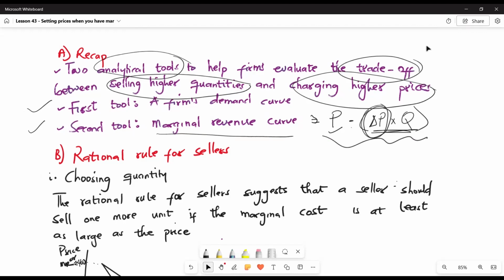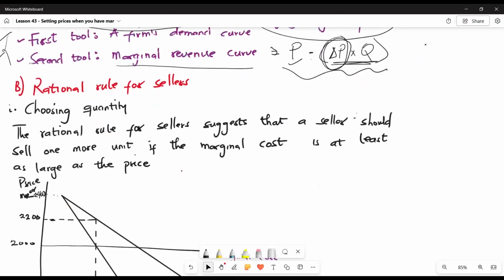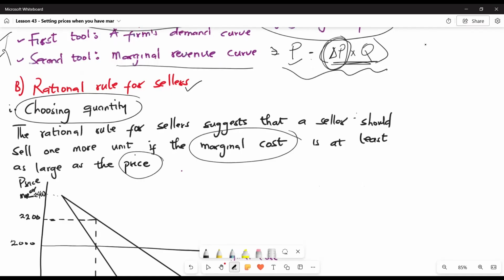Now we are going to use these two tools to analyze how firms decide on quantity and the price that they should charge. So the first thing we are going to look at is the rational rule for sellers. The rational rule for sellers in deciding how to choose quantity is that they sell up to the point where the marginal cost of an extra unit is at least as large as the price.